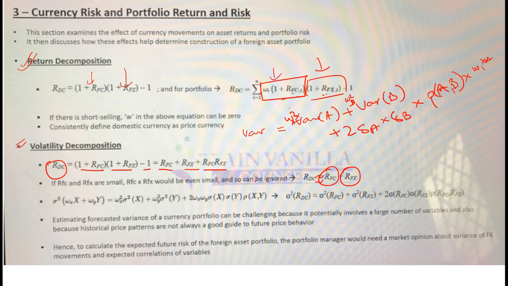And when you do this, you can simplify the formula. You can use this formula, that is variance of x plus y into their respective weights is equal to weight squared into variance of x plus weight squared into variance of y. What is x here? X here would be, let's say, foreign currency return. And what is y here? Y here would be, let's say, foreign currency exchange rate.